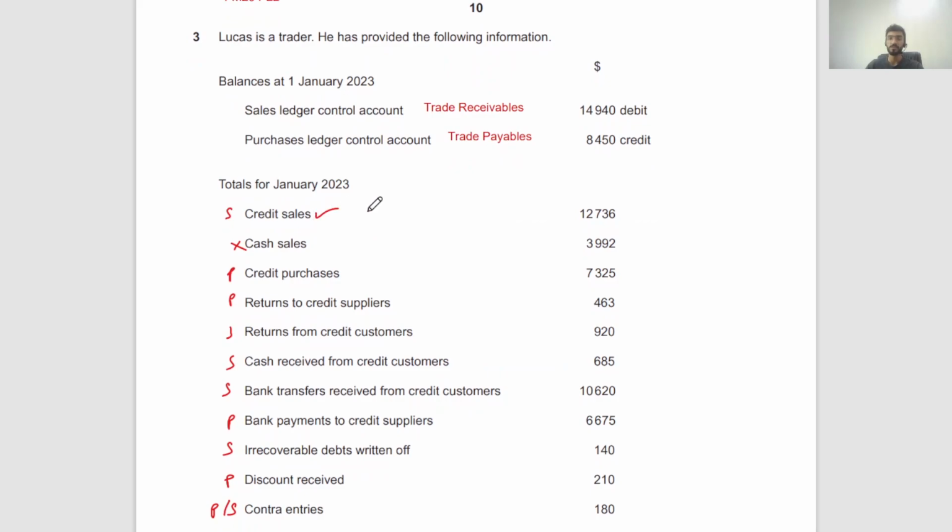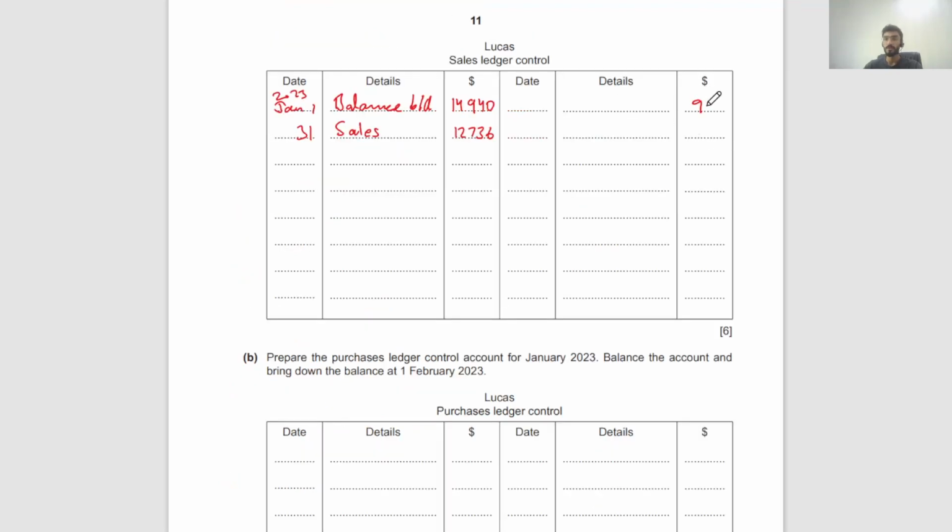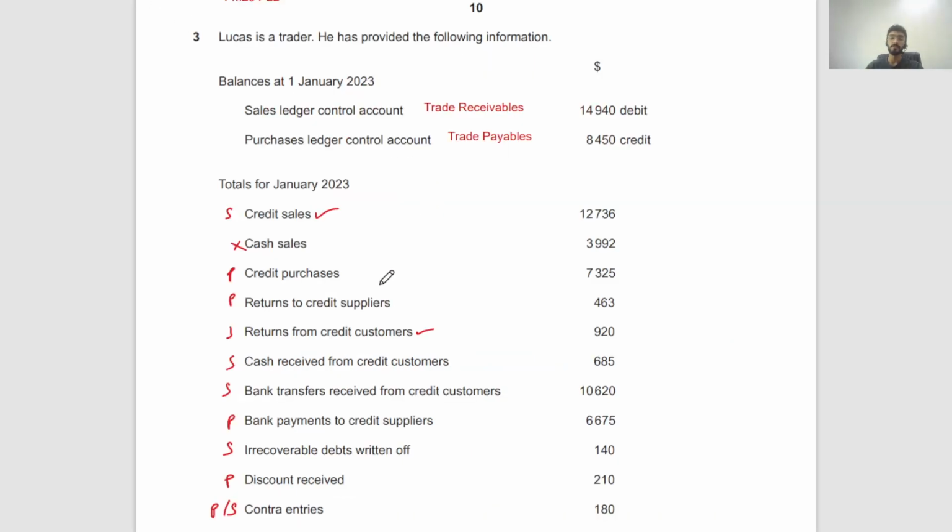We've taken that. Let's just put a tick. Returns from credit customers will be opposite. 920 will be credited, 2023 January 31st. That is your sales returns. Why do we credit this? Because sales returns will reduce your receivables. You're not going to receive this amount anymore, so it reduces your receivables. Fine. Let's move on.